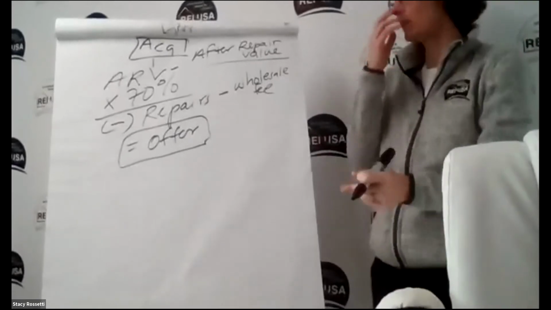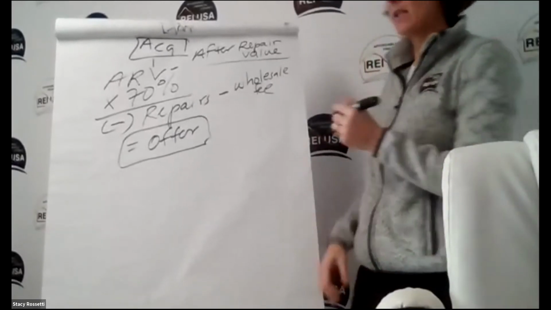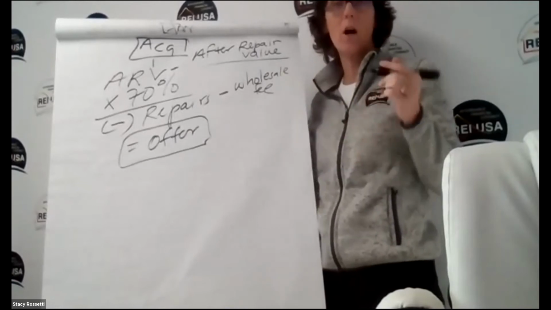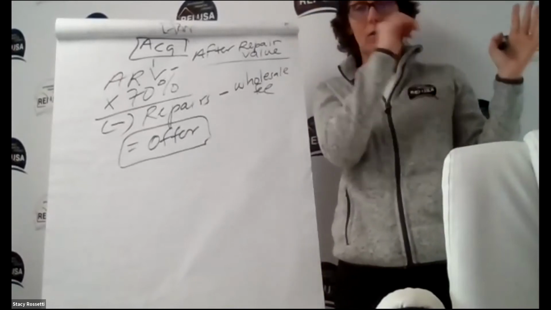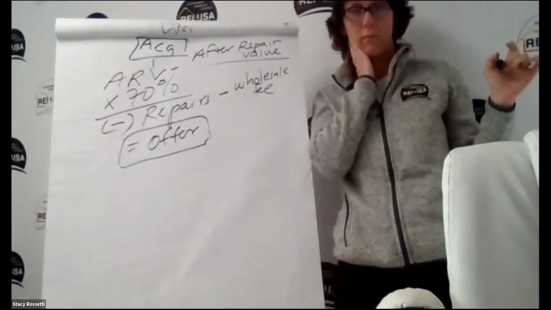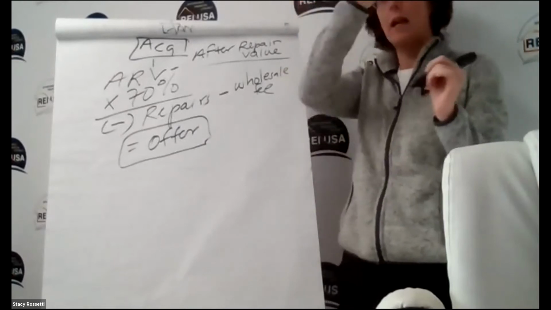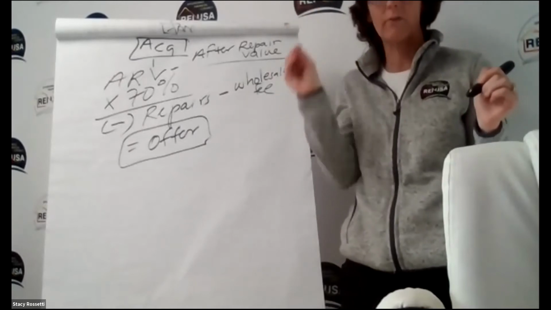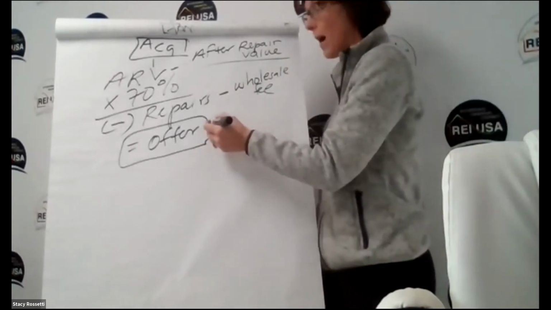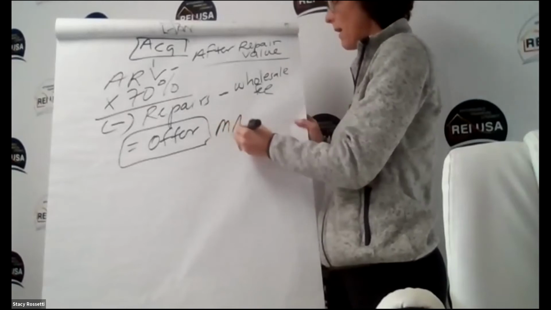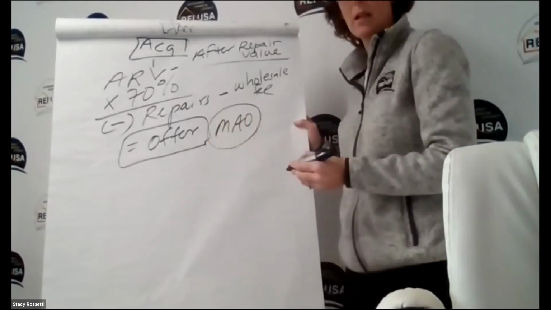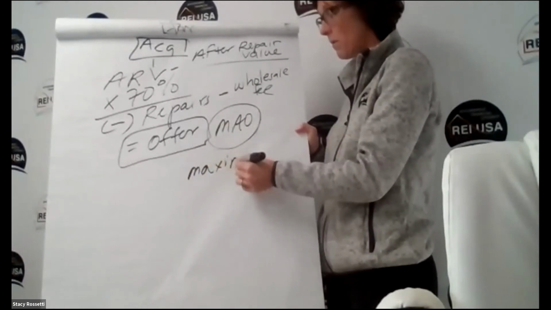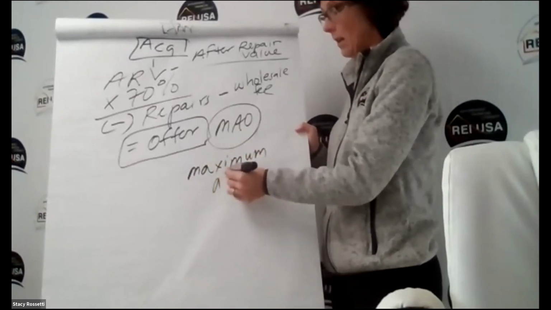Does everybody have this formula written down? Because this is key. You need to have this formula written down right next to your chart. So you just have ARV times 70% minus repairs minus my wholesale fee. That's my offer. Actually, we call this the MAO, maximum allowable offer.